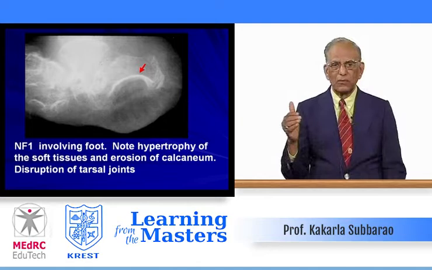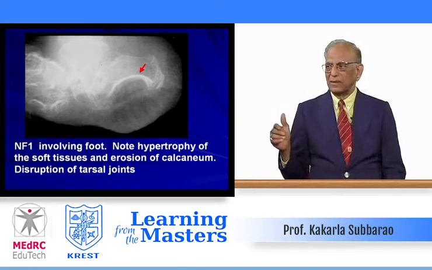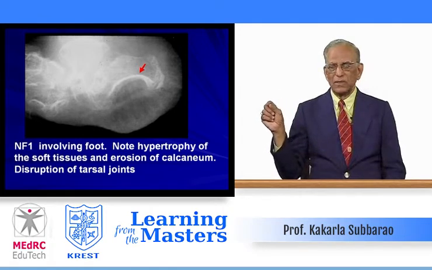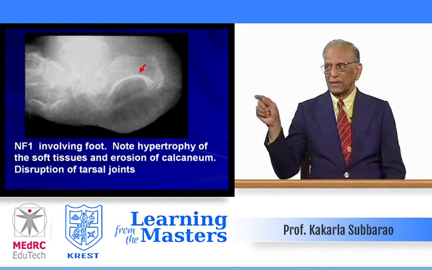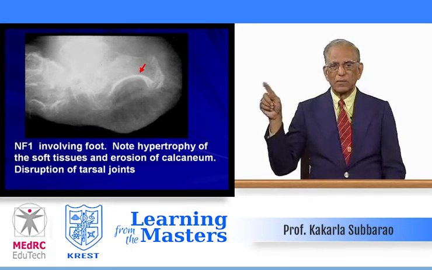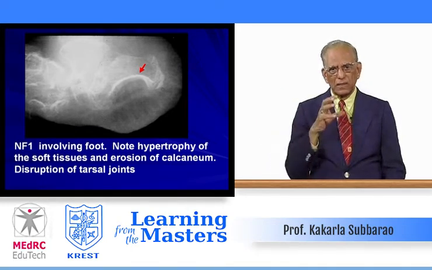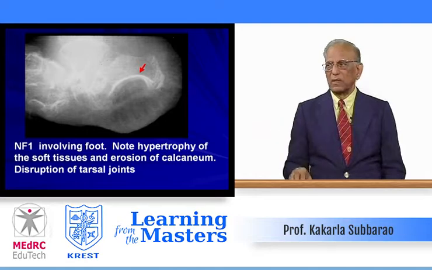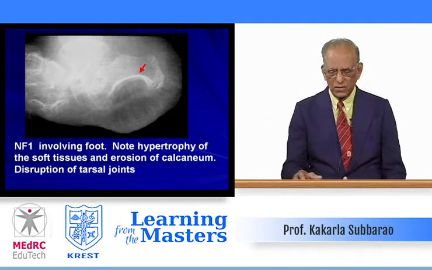Again, the lateral view of the foot and ankle. NF1, note hypertrophy of the soft tissues. Of course, there is some fat tissue degeneration. Erosion of the calcaneum, scalloping and sclerosis, indicating a chronic feature, not an acute feature. And disruption of the tarsal joints also.